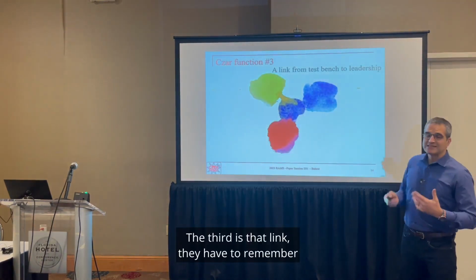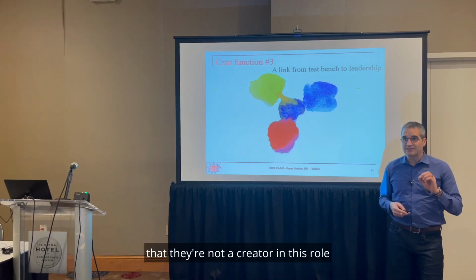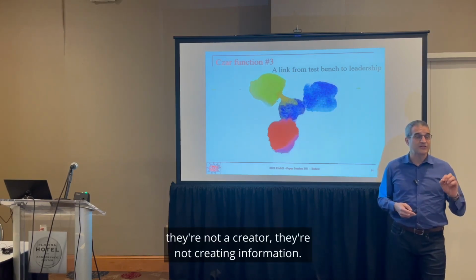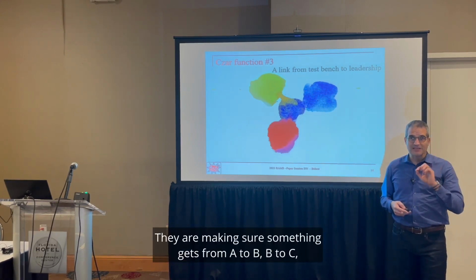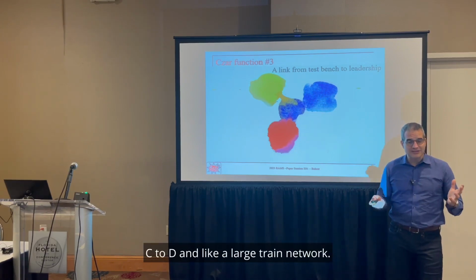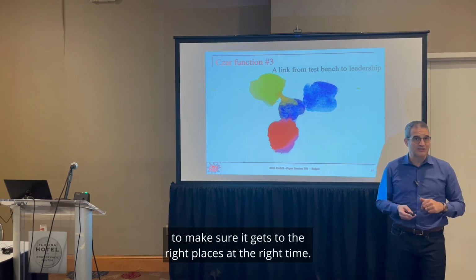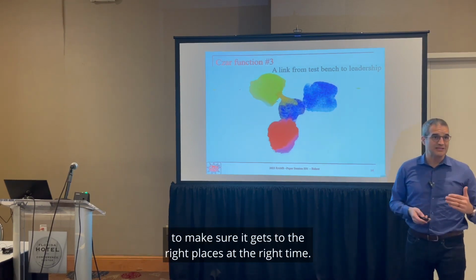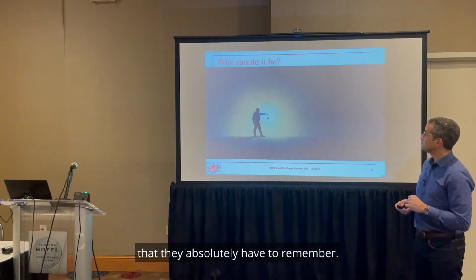The third is that link. They have to remember that they're not a creator in this role. They're not creating information. They are a link. They are making sure something gets from A to B, B to C, C to D. And like a large train network, they also have to be doing the switching to make sure it gets to the right places at the right time. So those are the three functions that they absolutely have to remember.